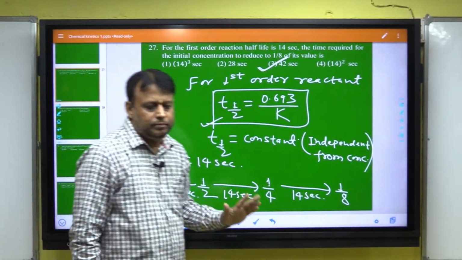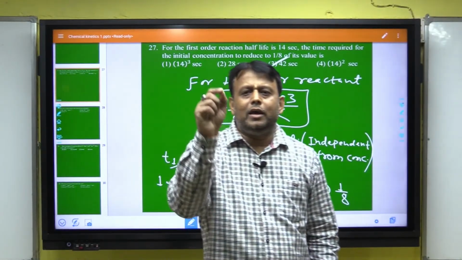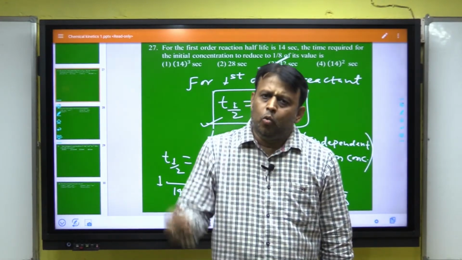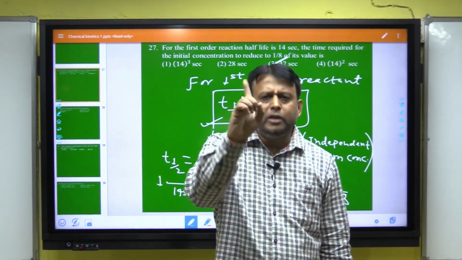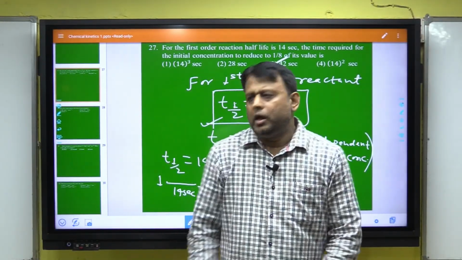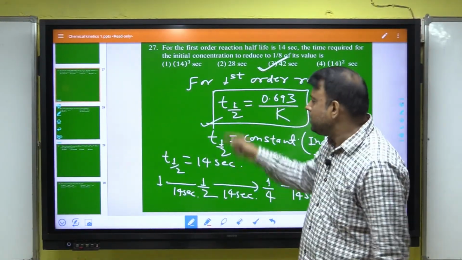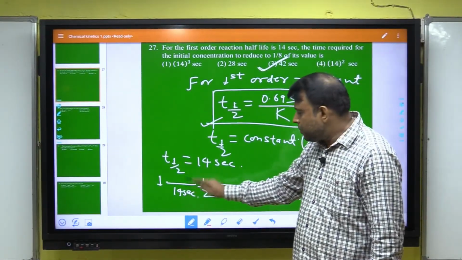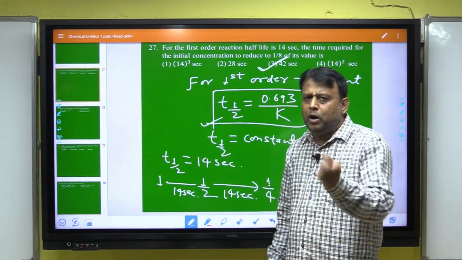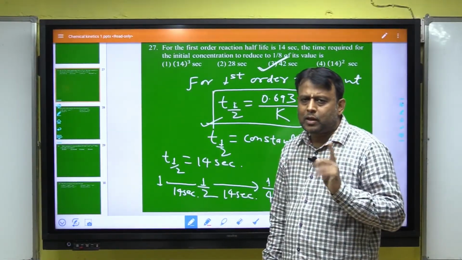Again I am repeating, any amount of first order reactant will be half in particular time, and which time is called half life. If half life in a question is 5 seconds, then 5, 5, 5, the answer will be 15 seconds for 1 to 1/8. Clear?